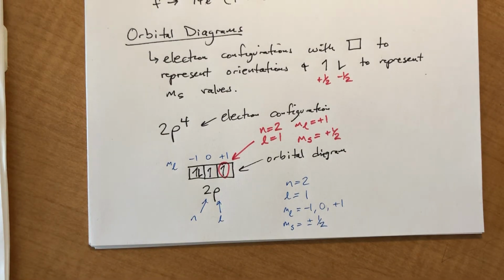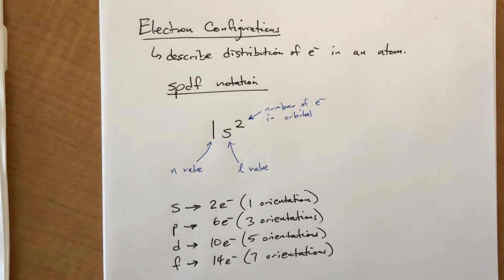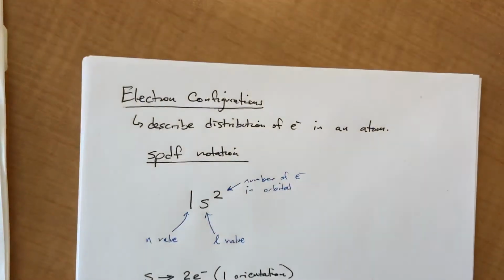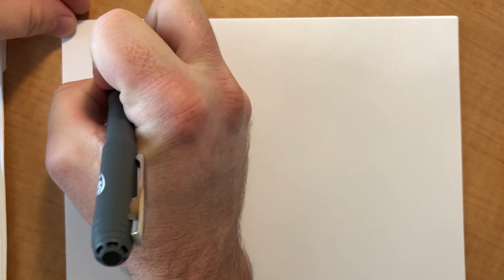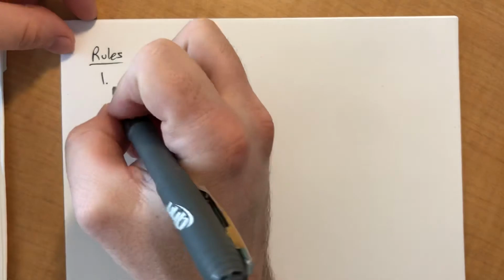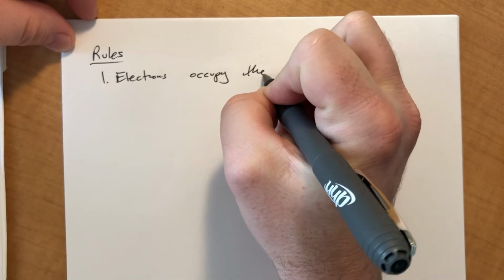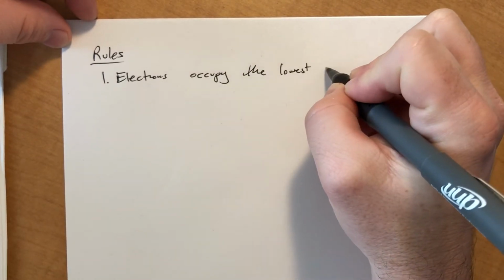So I'm mostly going to focus on electron configurations, but we're also going to do some orbital diagrams at the same time because they're the exact same concept. One is just more detailed than the other. Whenever you have an atom with more than one electron, the way it works is it fills from the lowest energy to the highest energy. So the rules here work like this. Electrons occupy the lowest energy orbitals first.